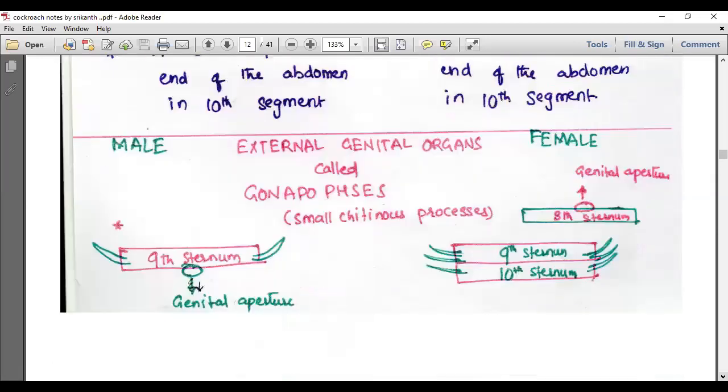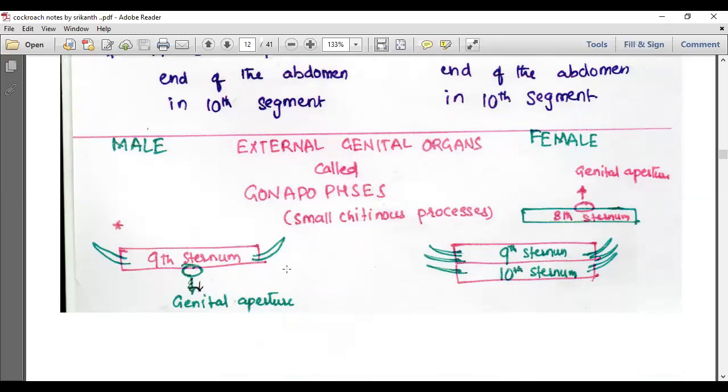Now, the difference between the male and female is in the external genital organs. External genital organs are called gonapophysis. Small chitinous processes, we say gonapophysis. We say this in both male and female, but there are little differences here.